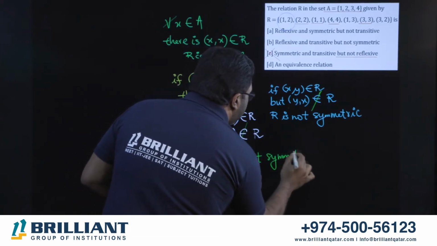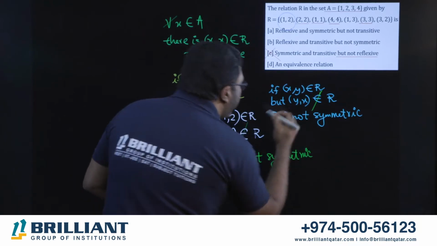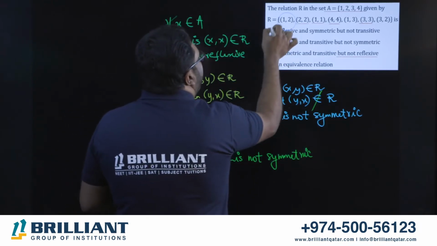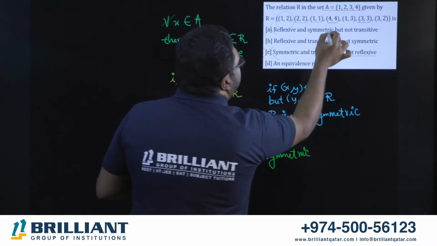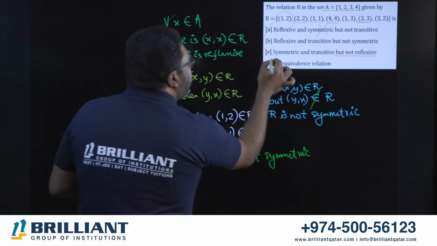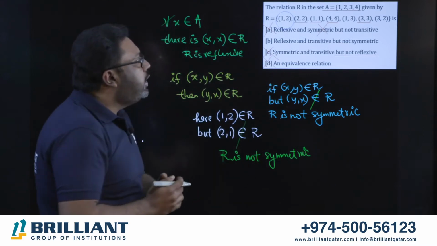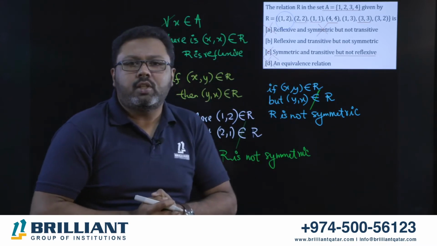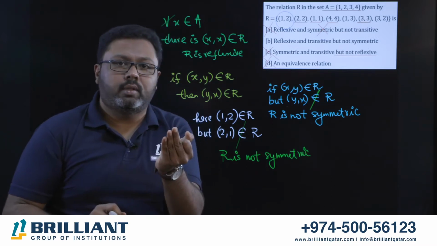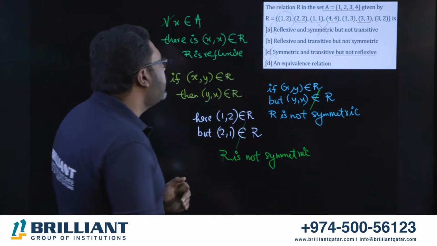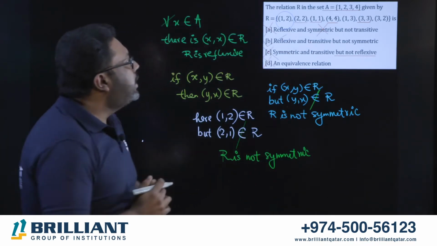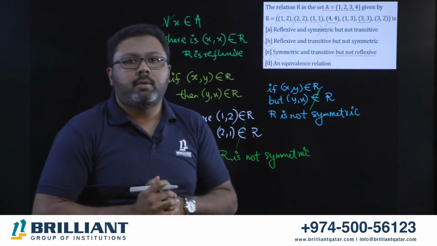R is not symmetric. So, which options will I look at now? The first option says that R is symmetric. It is wrong to say that. And I will reject option D also, because option D says it is an equivalence relation, which is reflexive, symmetric and transitive. So I will reject option D also. So my answer is option B. My answer is option B.